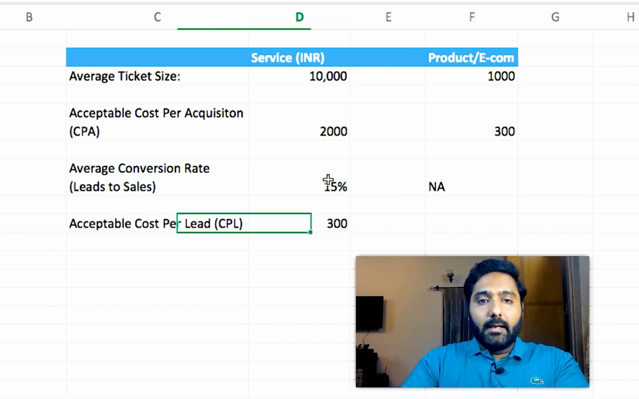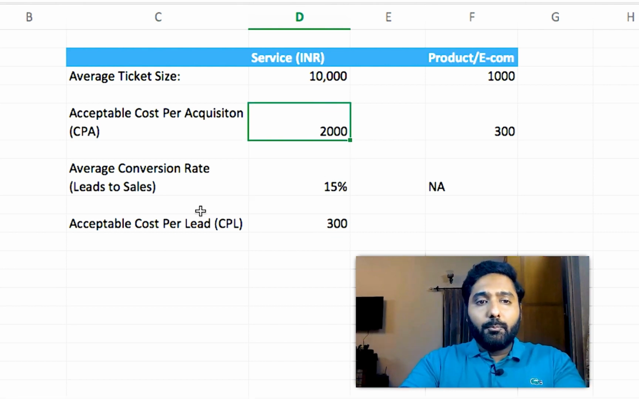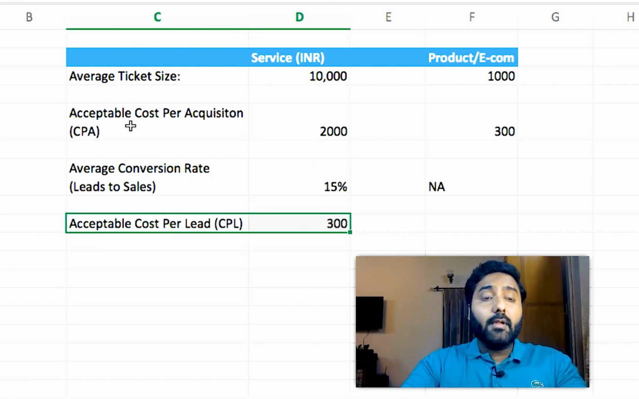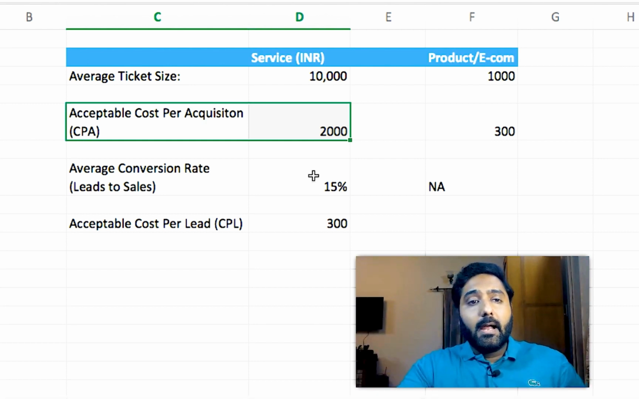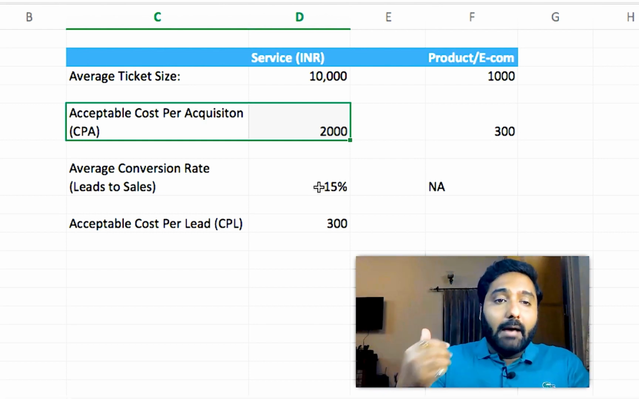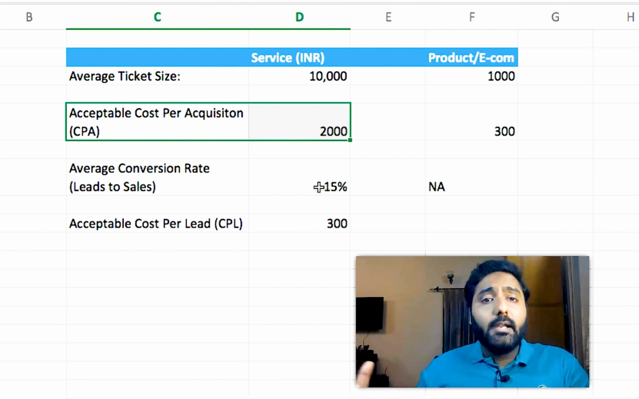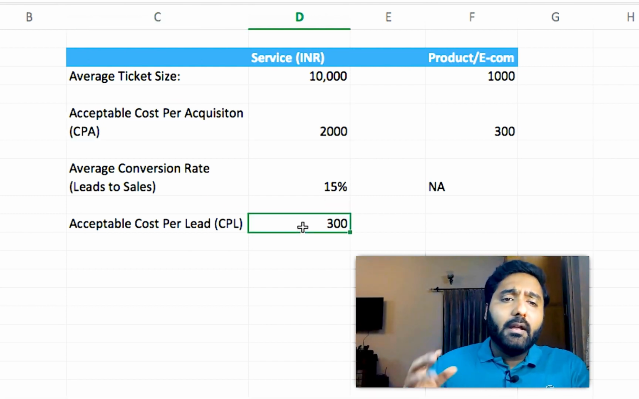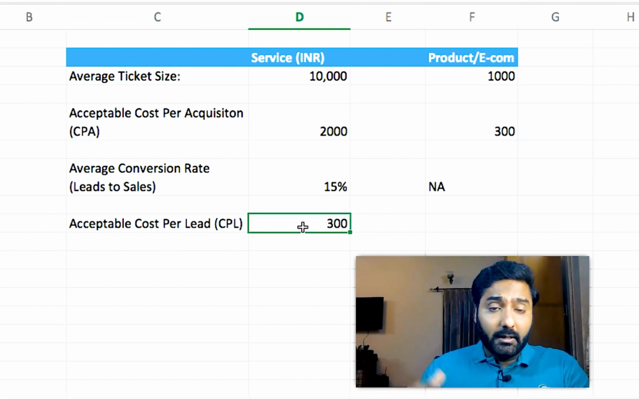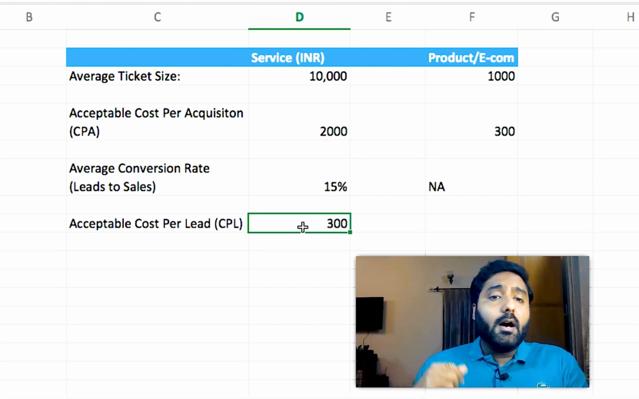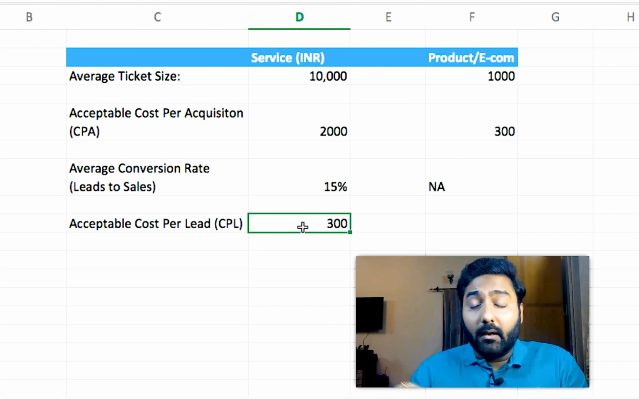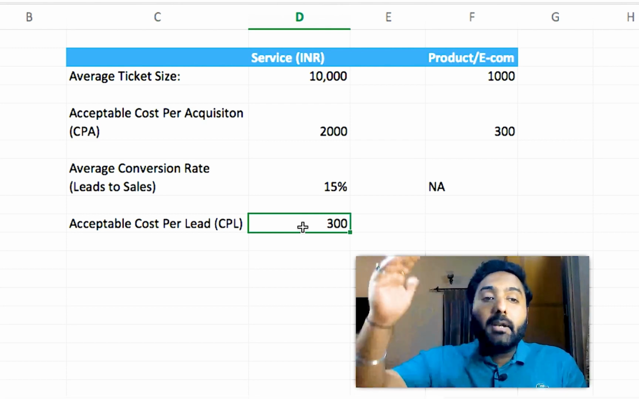And that's how you get it. So what we have done is we have not pulled this number out of thin air. We have just taken this acceptable cost per acquisition and used our average conversion rate that we know historically, or we have taken an assumption, and we have arrived at an acceptable cost per lead. That means I'm okay spending 300 rupees for every lead that I'm getting. Again, this is the acceptable cost per lead.